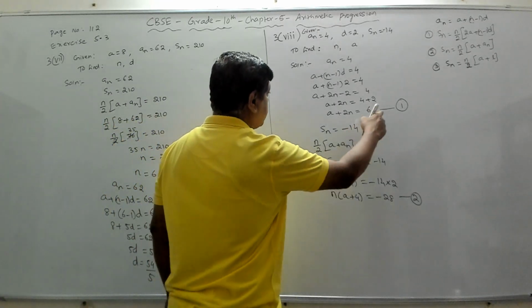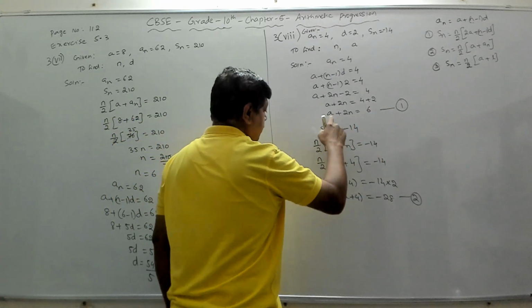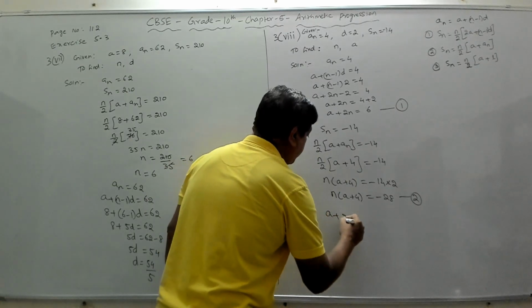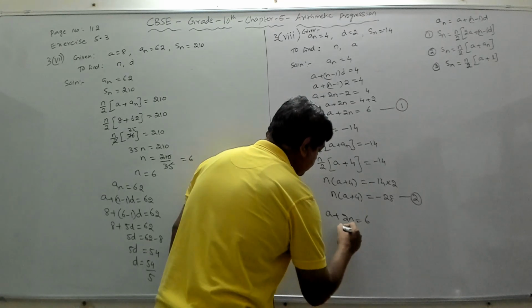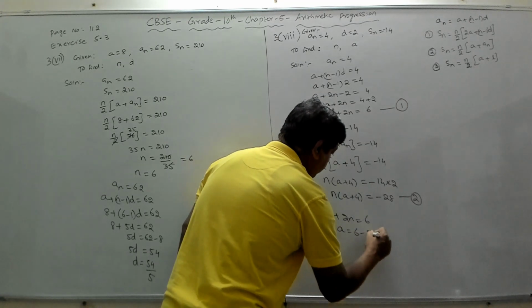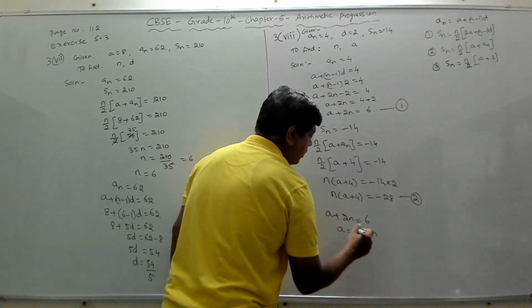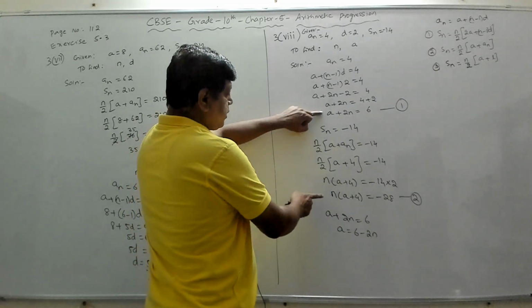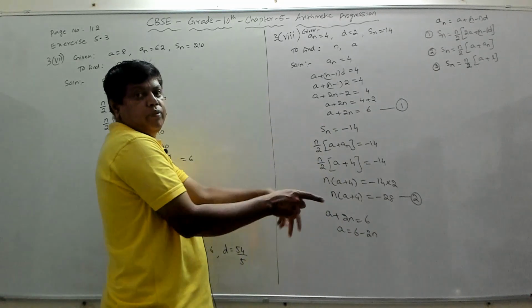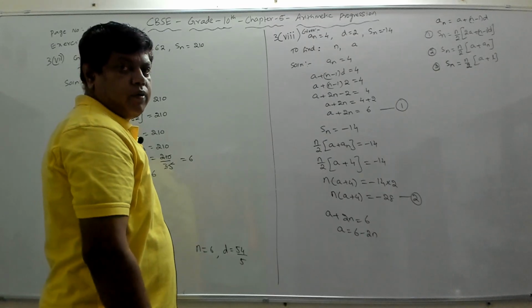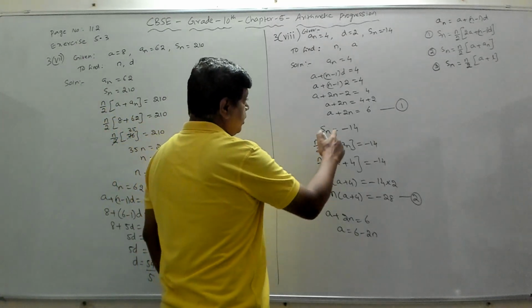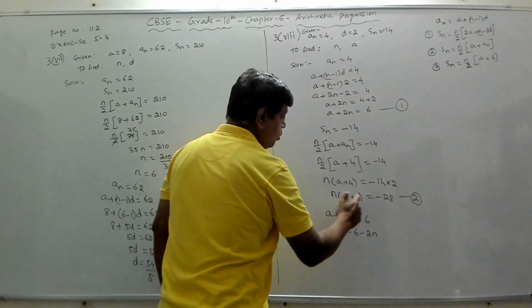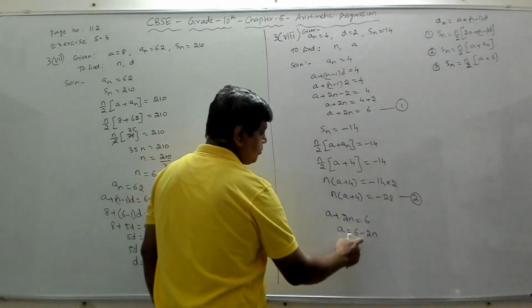Now, let's take the first equation. The first equation is a plus 2n equal to 6. Now we can write a as 6 minus 2n, right? When you have two equations and two variables, we have to solve them and find the value of each of the variables. Now, a plus 2n is 6. So if this 2n goes to the other side, it becomes minus 2n. So a becomes 6 minus 2n.